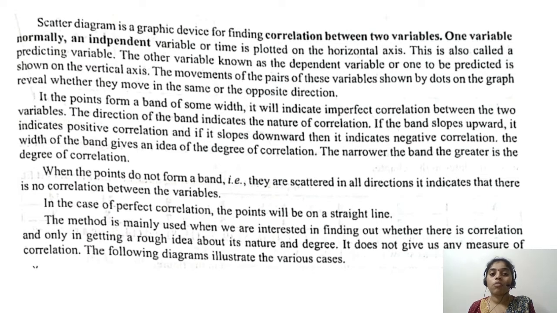One variable, normally the independent variable or time, is plotted on the horizontal axis. This is also called the predicting variable. When the points do not form a band and are scattered in all directions, it indicates that there is no correlation between the variables. In the case of perfect correlation, the points will be on a straight line. This method is mainly used when we are interested in finding out whether there is a correlation, and only in getting a rough idea about its nature and degree.